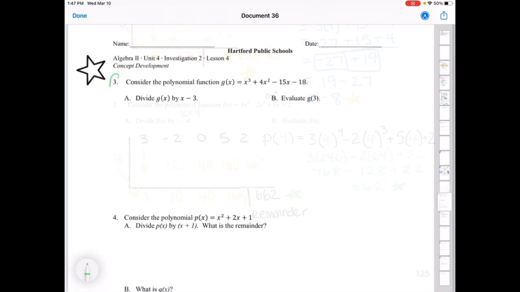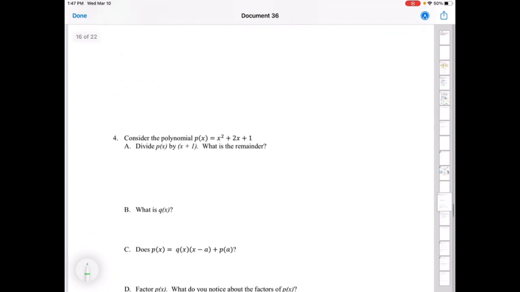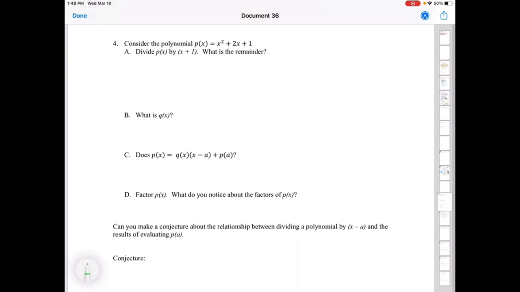I'm going to ask you to do number 3 on your own because it's exactly the same as the 2 we just did together. We're going to jump down to number 4. It says consider the polynomial x squared plus 2x plus 1. We need to divide it by x plus 1, and then it's asking what the remainder is.